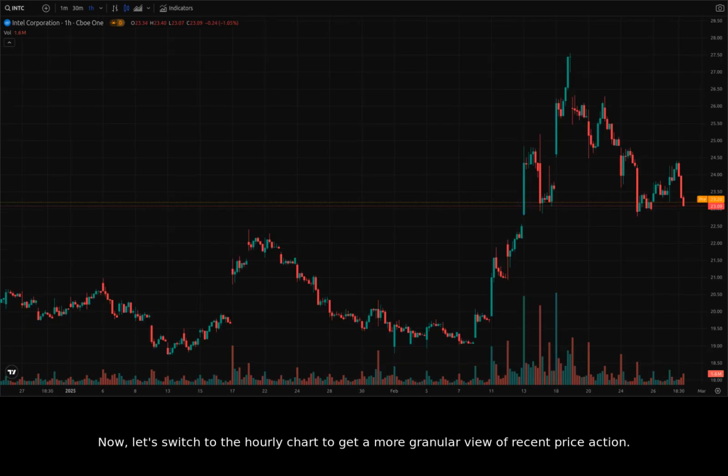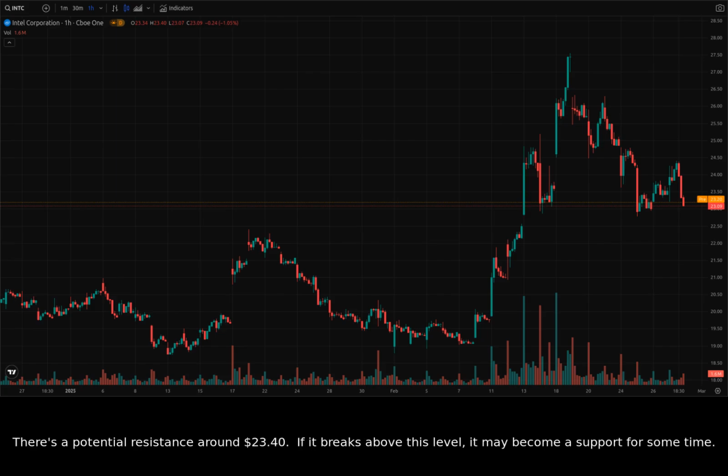Now, let's switch to the hourly chart to get a more granular view of recent price action. This will give us a better sense of short-term trends and potential entry or exit points. Here we are filtering to candles within the last couple of weeks to get a better view. On the 1-hour chart, we can see consolidation in the last few days around the $23 level.